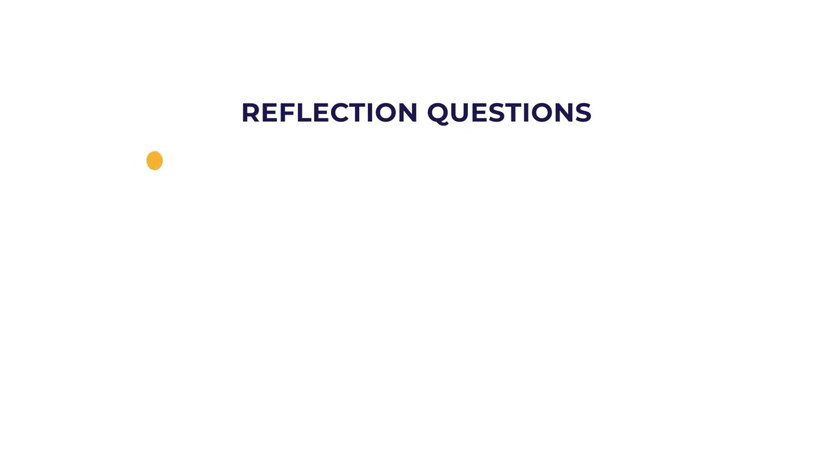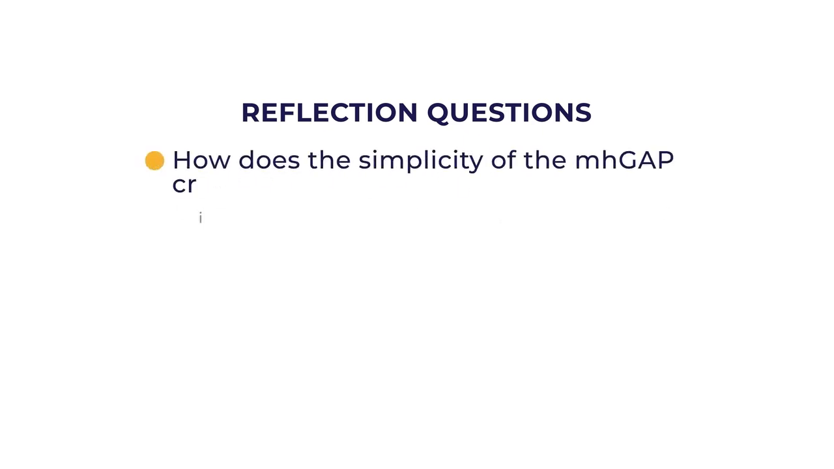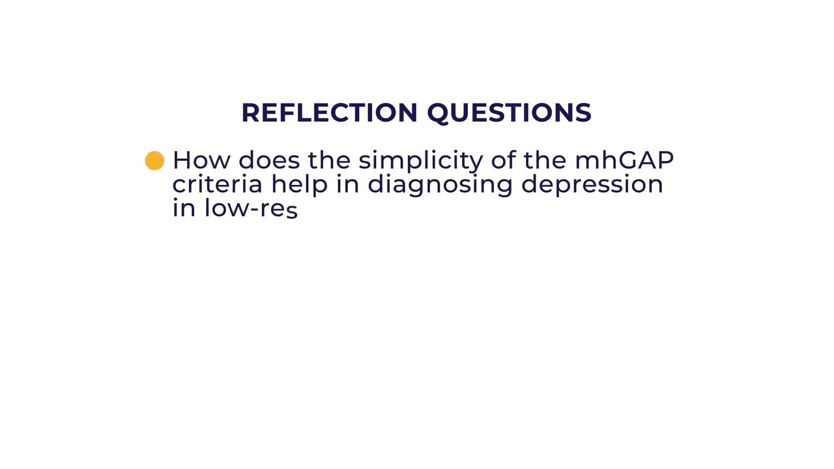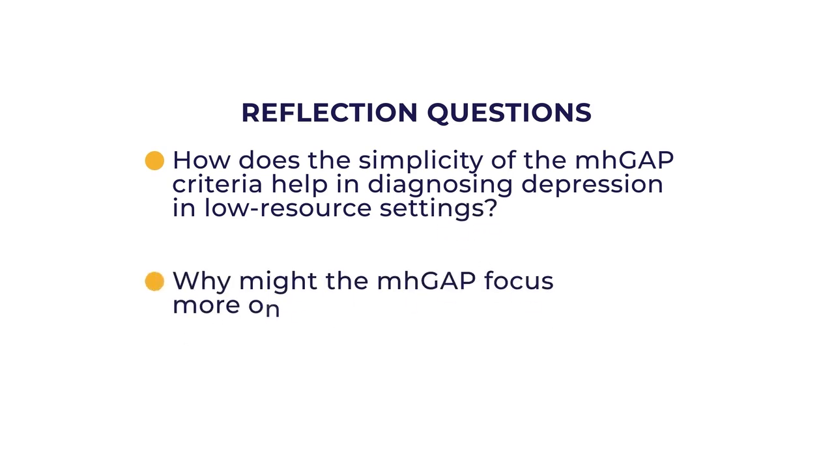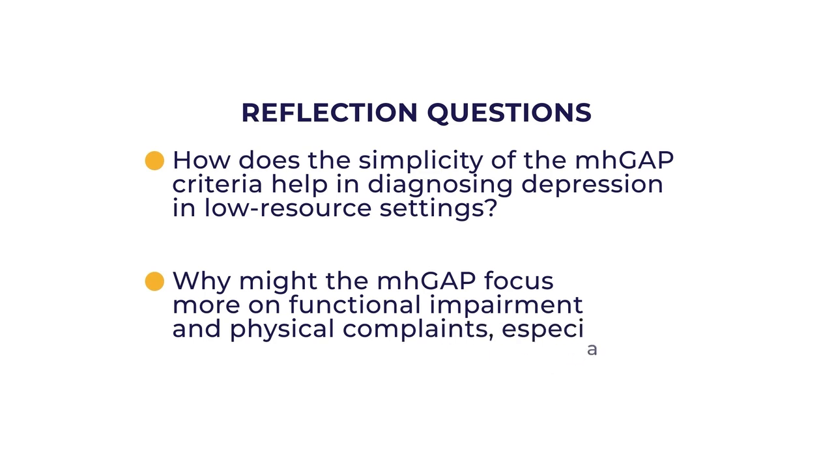Reflection questions. How does the simplicity of the mhGAP criteria help in diagnosing depression in low-resource settings? Why might the mhGAP focus more on functional impairment and physical complaints, especially in non-Western cultures?